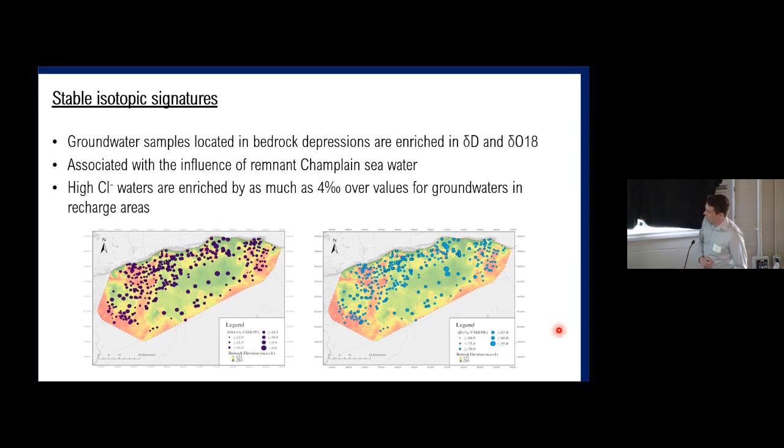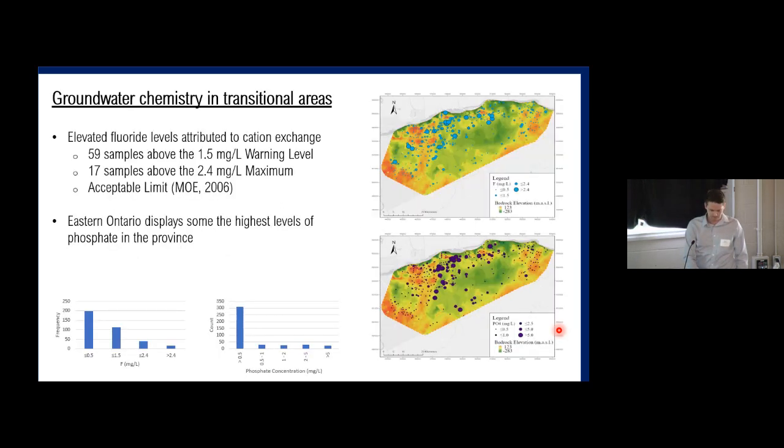Some of the samples that were collected in those upland areas where recharge is occurring, we see stable isotope values that closely resemble meteoric water. And as we move into those more highly evolved, reducing groundwaters within those bedrock depressions, we start to see more enriched deuterium and oxygen-18 values, up to 4 per mil in some of those samples with high chloride as well, which is very interesting.